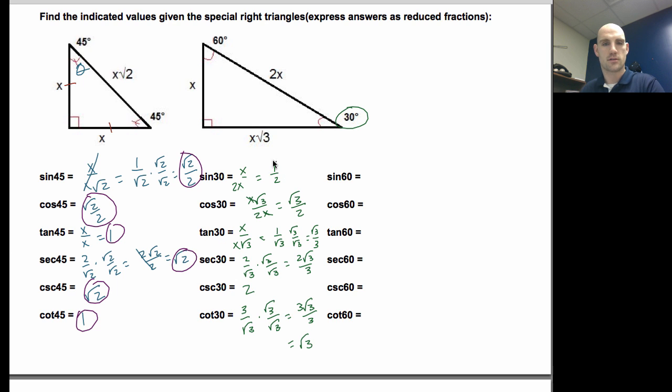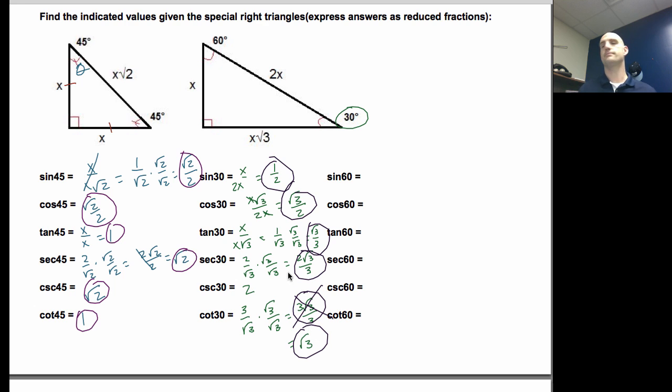Here are my answers. 1/2. Root 3 over 2. Square root 3 over 3. 2 root 3 over 3. 3 root 3 over 3, which reduces to just root 3. Guys, this is why trig is so straightforward. I think we all get freaked out about it, but don't. It's matching up and knowing these ratios and just pairing them up to what they're supposed to be.